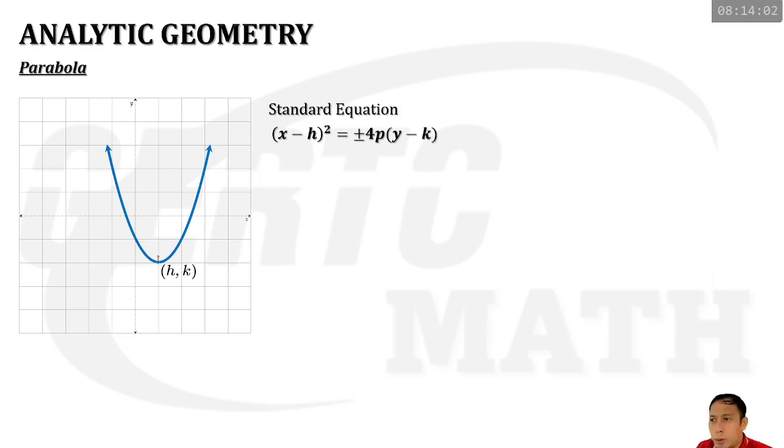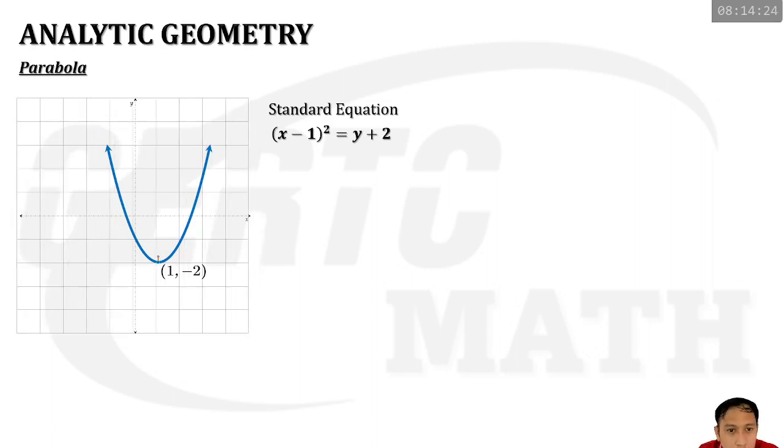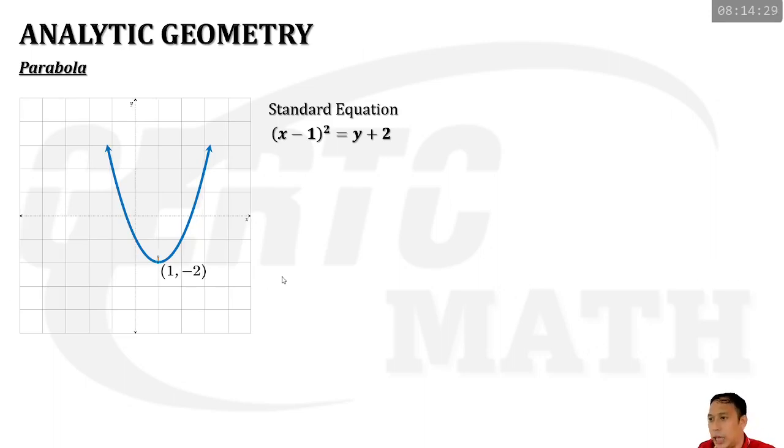So, ibig sabihin yan, if the coordinates of this vertex are, ilan ba yan? Diba that's 1 and negative 2. The coordinates are 1 and negative 2. So the equation of that parabola, okay, it should be equal to what? Just give me a sec. Okay, yan. So the equation of this parabola that opens upward is x minus 1 squared is equal to y plus 2.